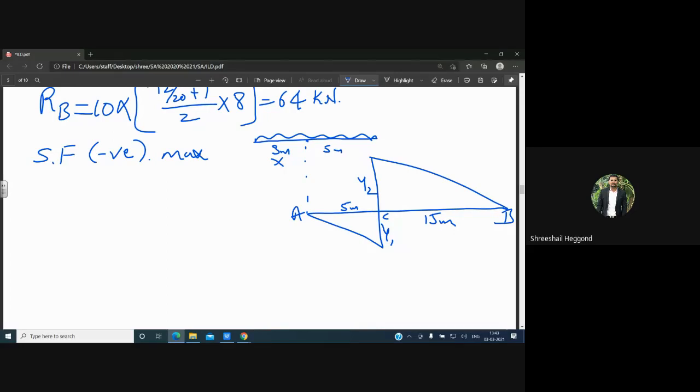Therefore, the shear force can be calculated as, first you need to find out the coordinate and then you can calculate the shear force. And y1 can be calculated as, the total span is 20 meter, therefore I can write 1 divided by 20 is equal to y1 divided by the distance of 5 meter. Therefore, y1 will be 5 divided by 20, that is 0.25.